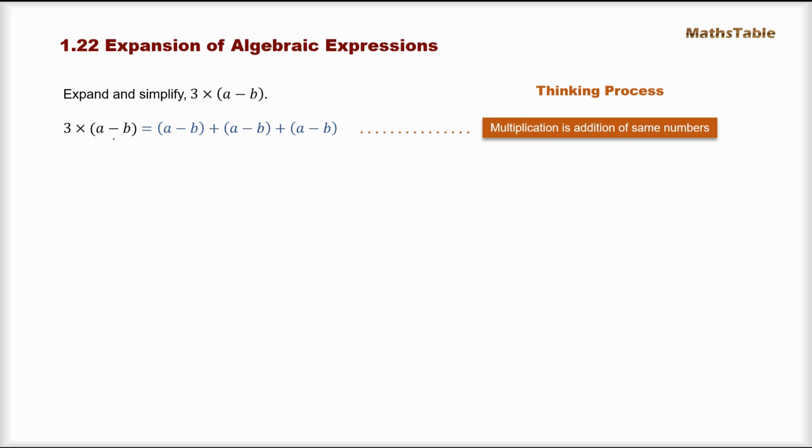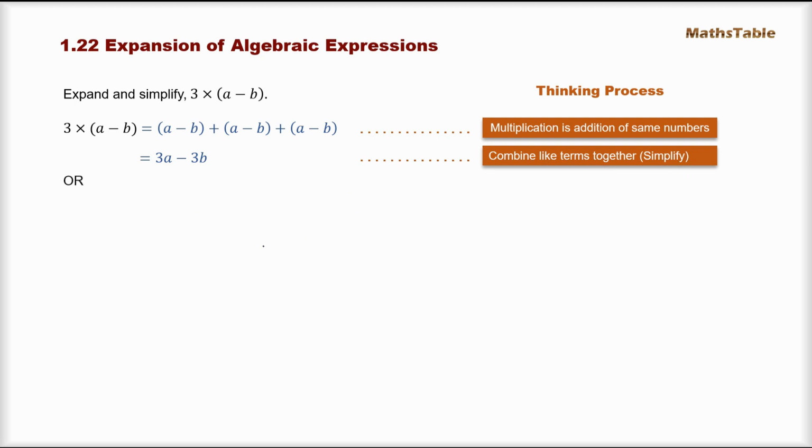So 3 times (a minus b) simply means that we have to write (a minus b) 3 times and we need to add all these brackets together. Now, if we recall from the previous section, we can combine all the like terms together in an expression. So here we have 3a's which are alike and 3 minus b's which are alike. And based on this positive sign, we can add these 3a's to get 3a and 3 minus b's to get minus 3b. This process of combining the like terms together is also known as the simplifying process.